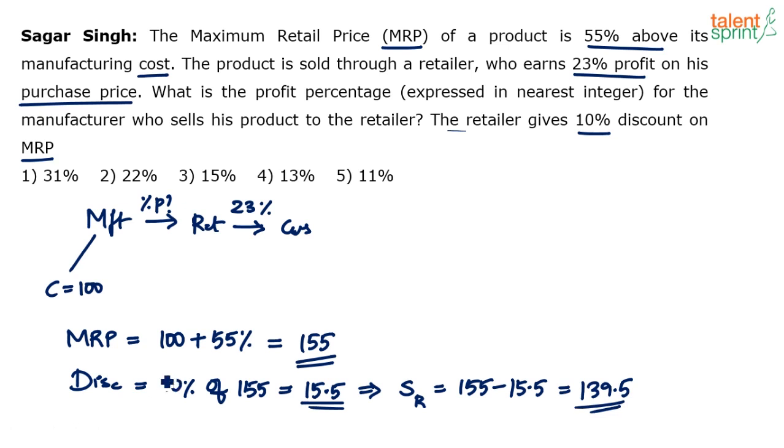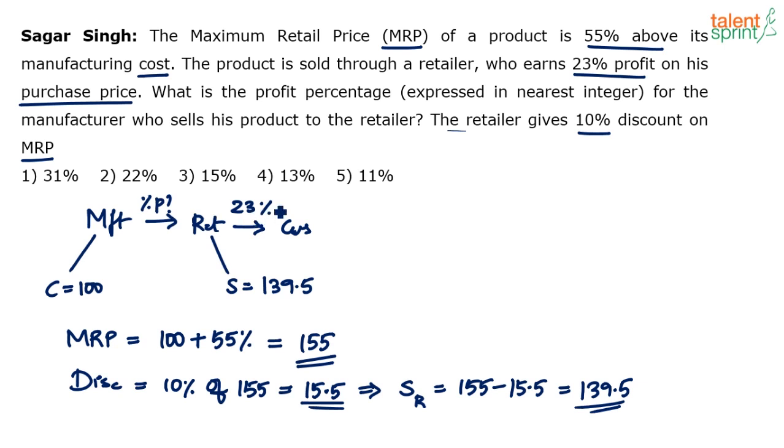The retailer has been told that the maximum value for this product is 155. He decided to give a 10% discount, which is 15.5 rupees. 155 minus 15.5 comes out to be 139.5 rupees, which means the selling price for the retailer, as we have calculated, is 139.5. He's asking us to find out the profit percentage for the manufacturer. This is what we need to calculate.